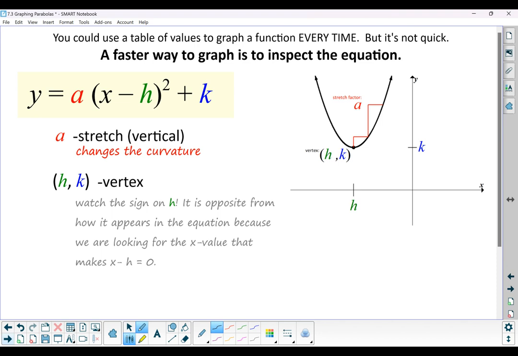All right, so we're going to graph these by focusing on their vertex. So we'll plot the vertex first by inspecting the equation to find the h and k value of the vertex. And then we will use our pattern, which could be stretched, and we'll talk about that in a second, but we'll use that pattern to plot the curved sides of the parabola.